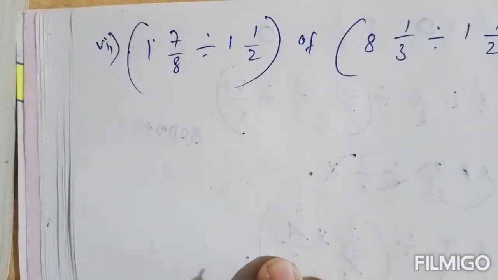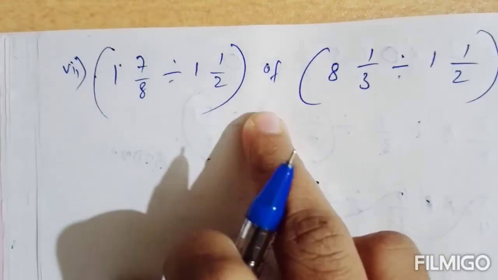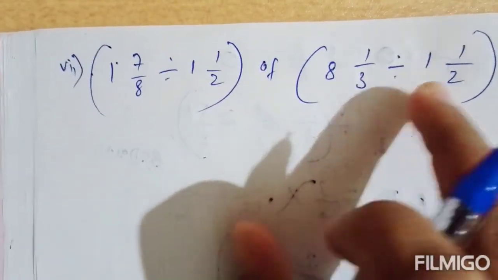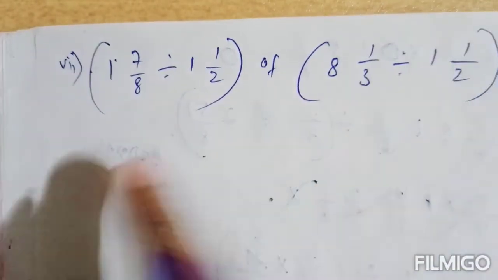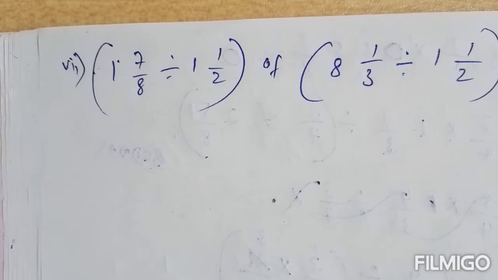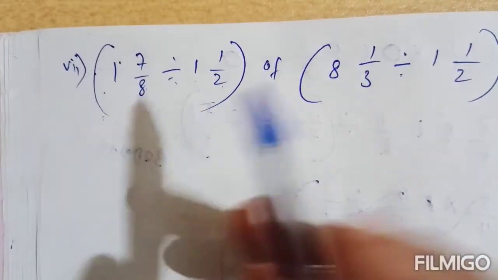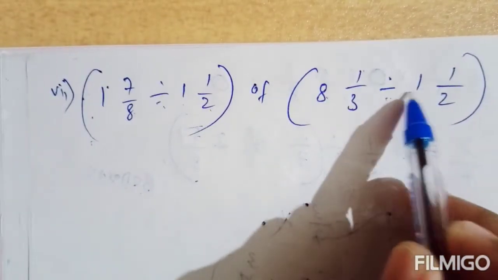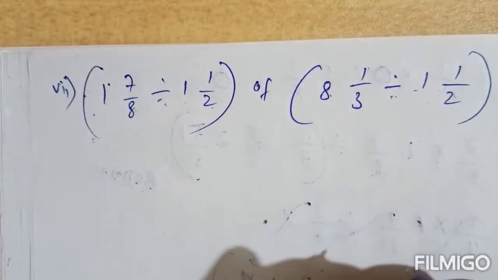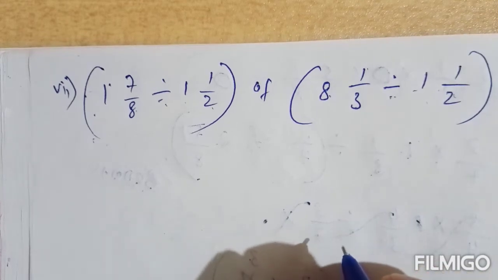8th question, 1 7 by 8 divided by 1 1 by 2 in bracket of 8 1 by 3 divided by 1 1 by 2. So here two brackets are there. You have to solve that two brackets first. You have to find 1 7 by 8 divided by 1 1 by 2, the answer. Then 8 1 by 3 divided by 1 1 by 2, answer. If bracket is there means you have to solve the bracket first as per BODMAS.